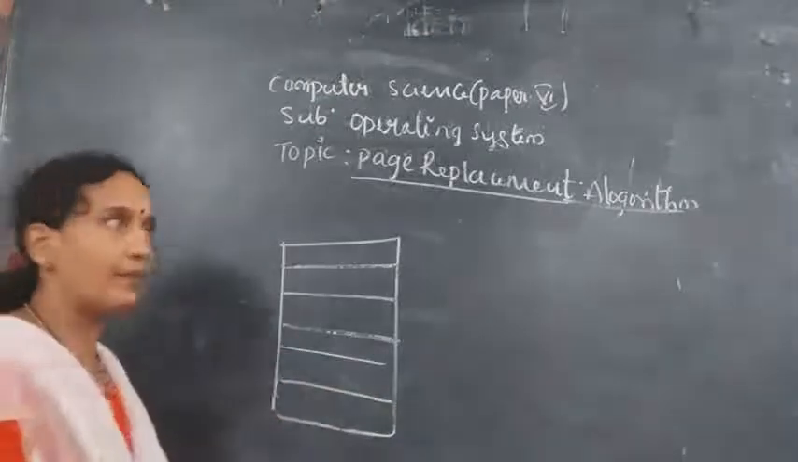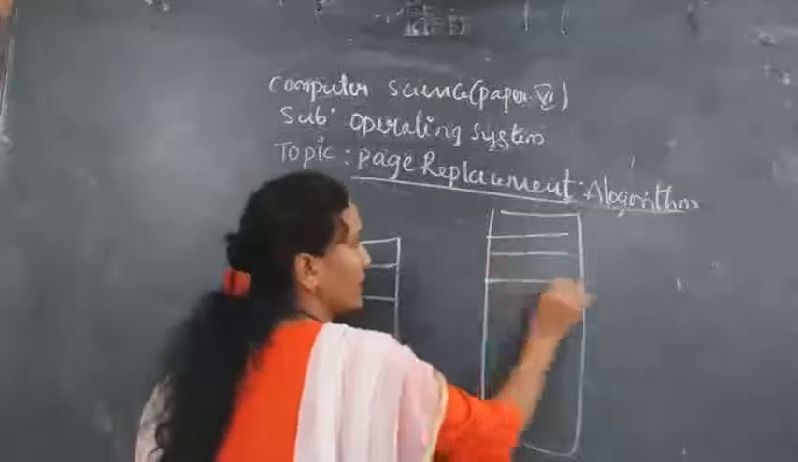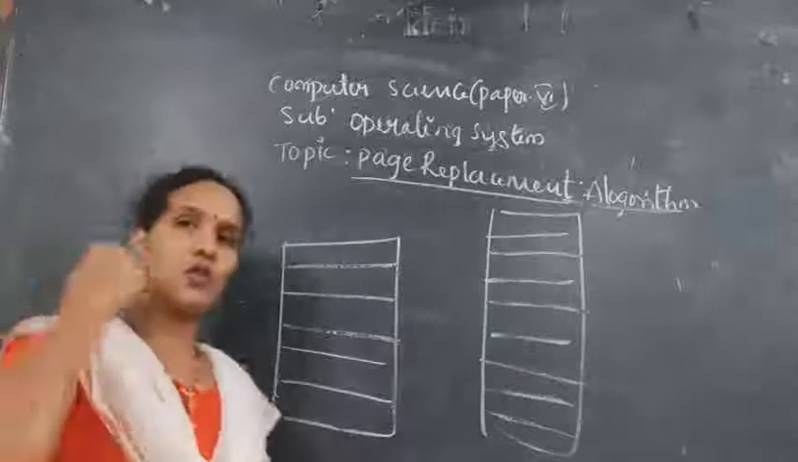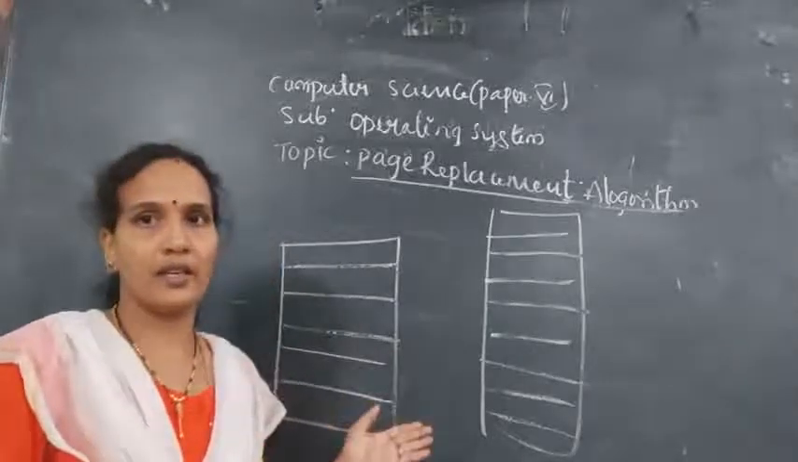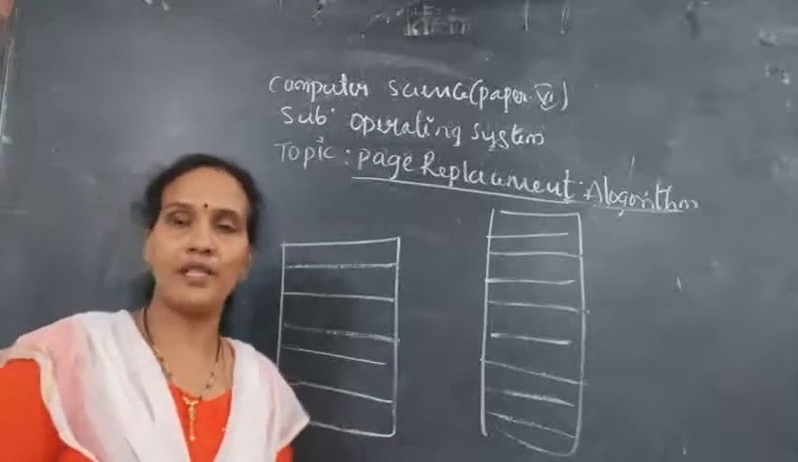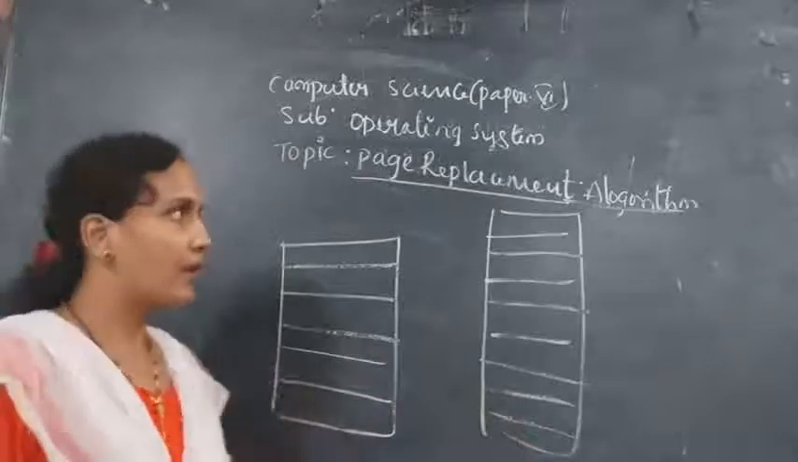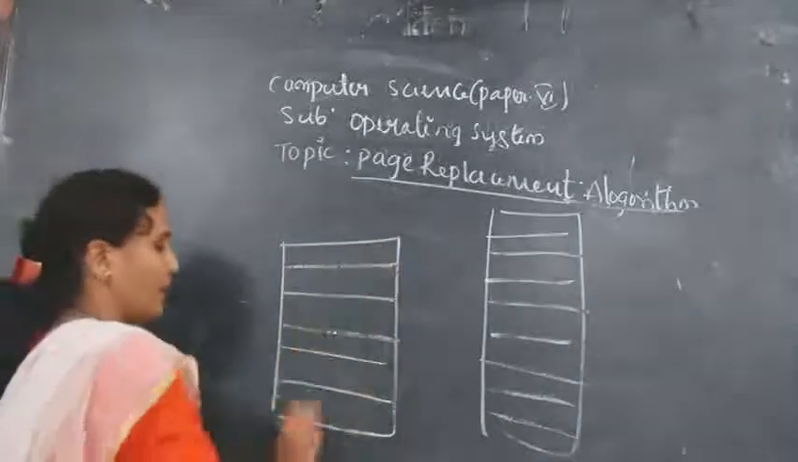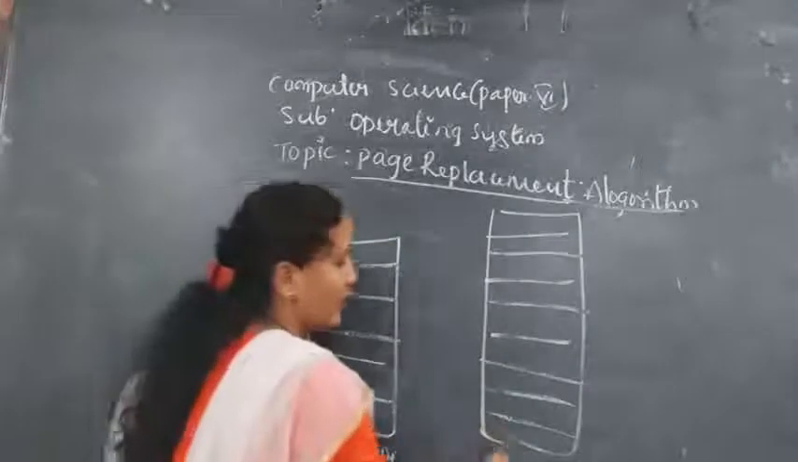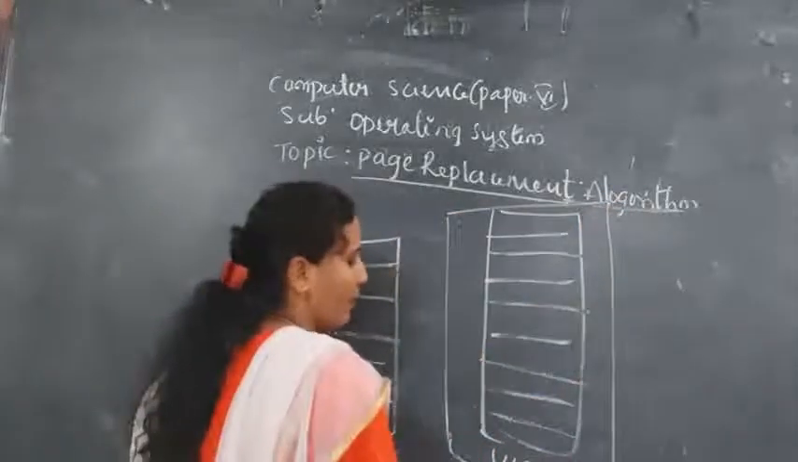For example, this is the main memory, and this is the user space. User pages are there. This topic is from the 3rd unit, 2nd chapter. Virtual memory we have already started; after virtual memory, I explained demand paging. After demand paging, the next topic is the page replacement algorithm. So this is the main memory, and this is the user space, for example in the secondary memory, the backing store.